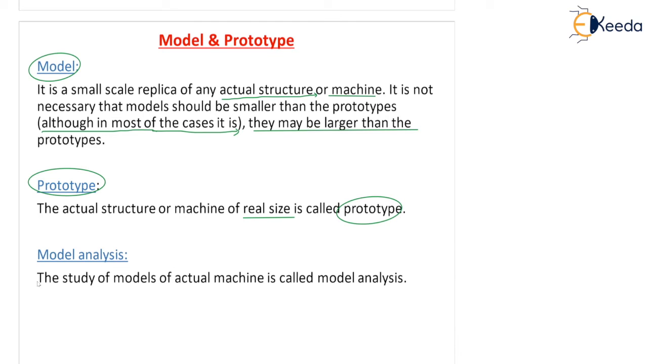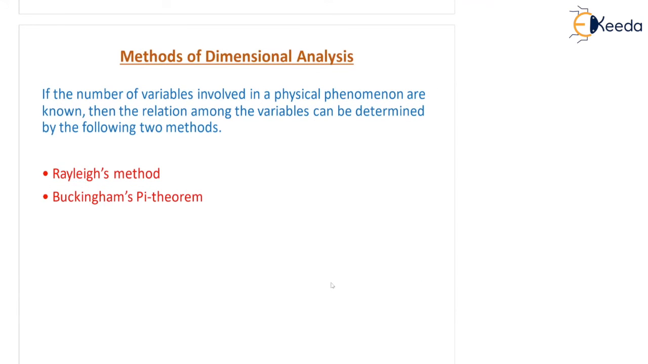Now model analysis. The study of models of actual machines is called model analysis. So first of all, we make the model of the actual real working machine, and then when we study those models, that is called analysis of the model or model analysis. Methods of dimensional analysis. If the number of variables involved in any physical phenomenon are known, then the relation among the variables can be determined by the following two methods.